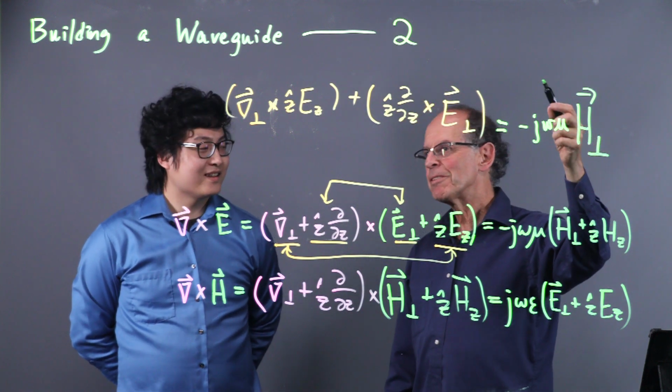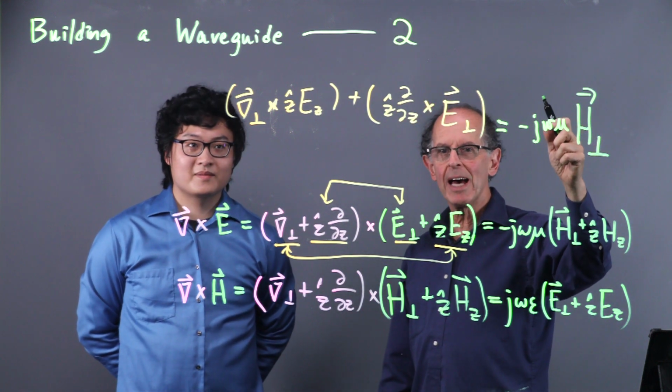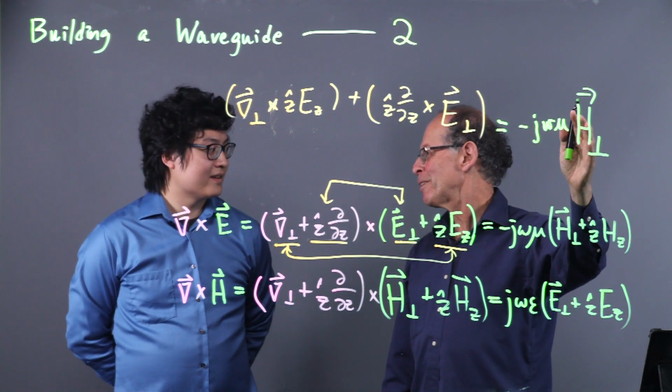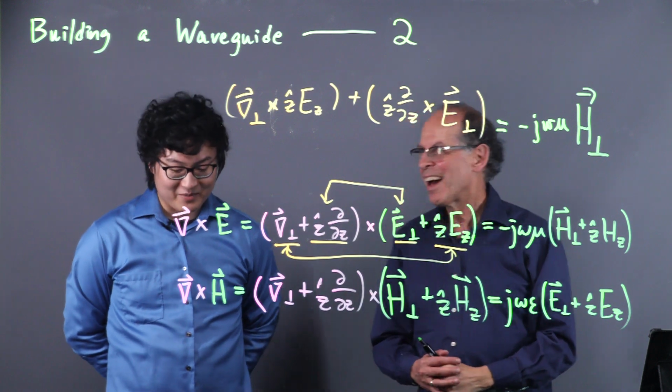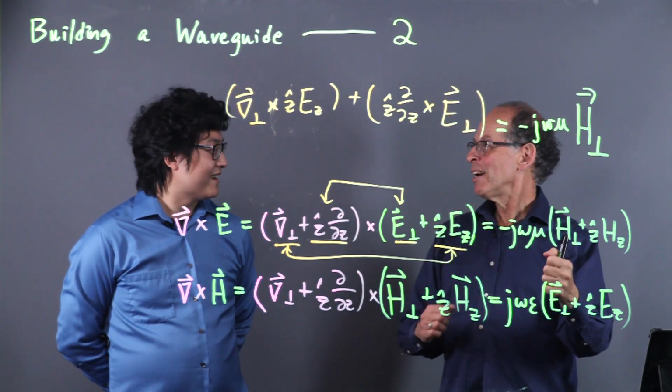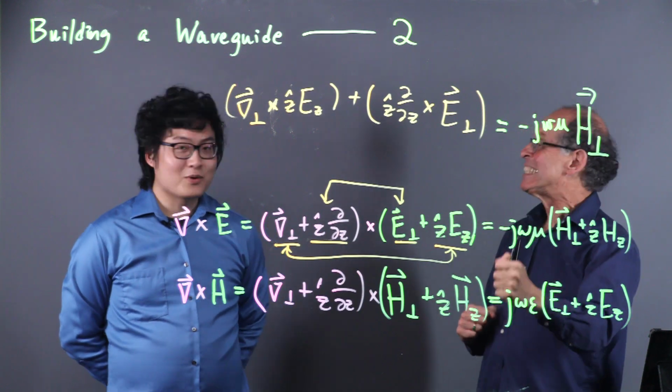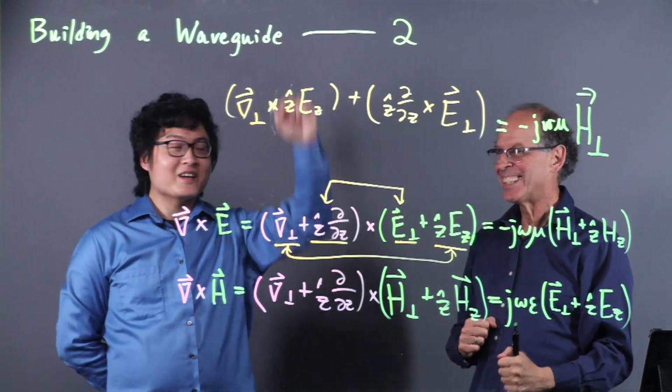And for the next class, students get to do Ampere's equation. Good for them. It's fun. And we've done building a waveguide 2. So onward to 3. Yay!